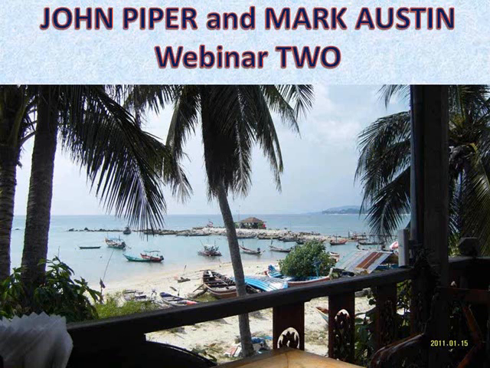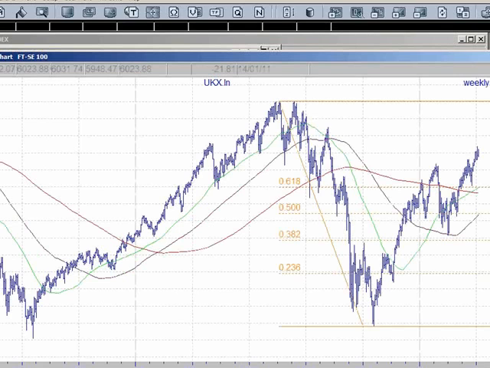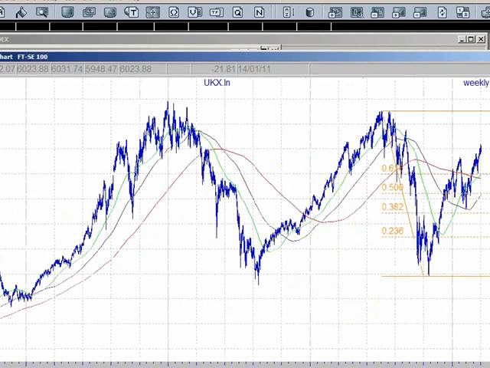Mark's in Chiang Mai, I'm in Koh Samui, and I'm now going to try and get onto the chart of FTSE. Now, what we're seeing here is a chart. Just need to reduce that slightly.